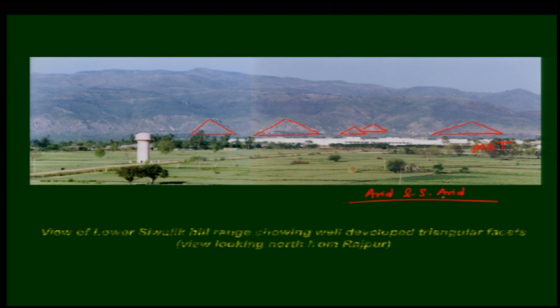With this we were able to indicate that it is not always that we will see the triangular facets only in arid and semi-arid regions, but also in areas where we have high rainfall. So this is a view of the lower Shivalik hills showing well developed triangular facets, and this is along the main boundary thrust, MBT.